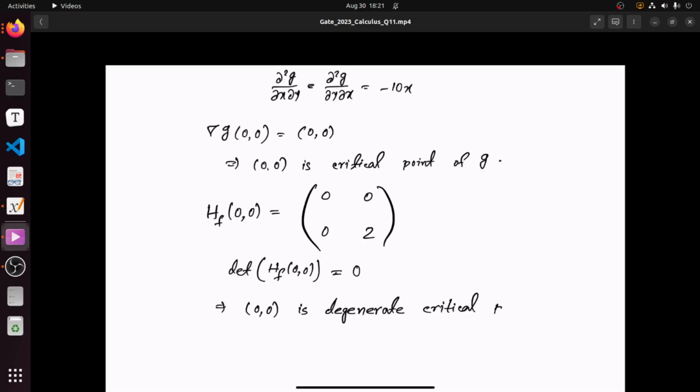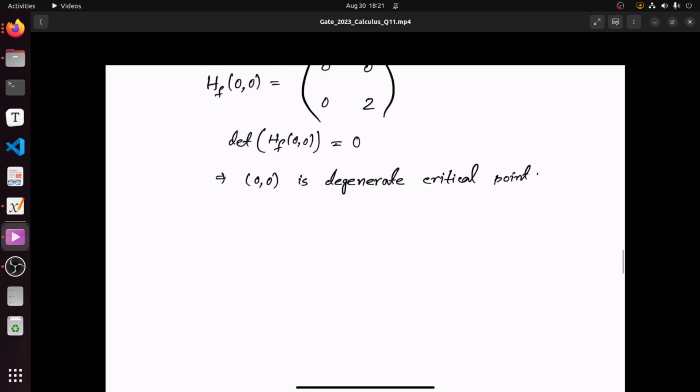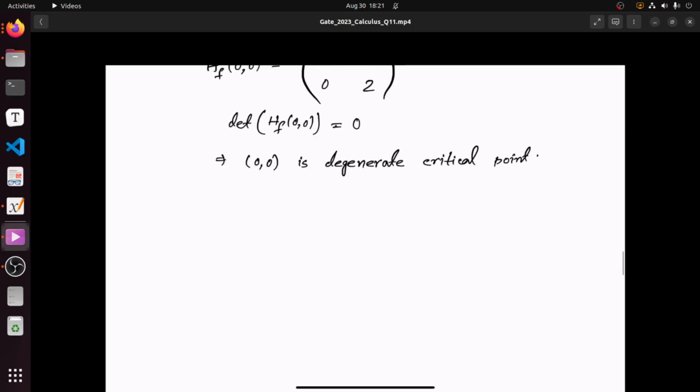So again we cannot use the theorem to conclude that (0, 0) is a saddle point or not. So we have to again go by definition. So let's analyze the function g in a neighborhood of (0, 0). So what is g(x, y)? g(x, y) is 4x to the power 4 minus 5x square y plus y square. So let's factor it out.